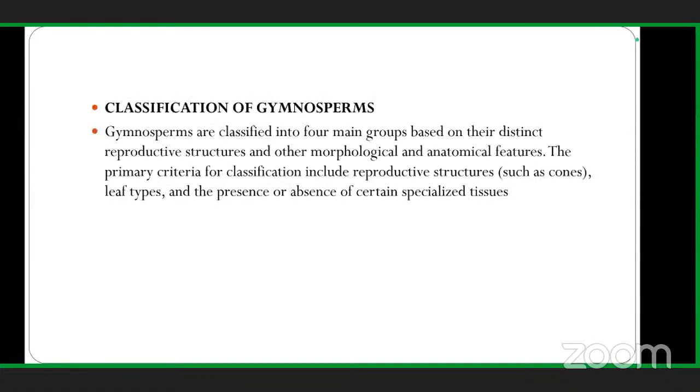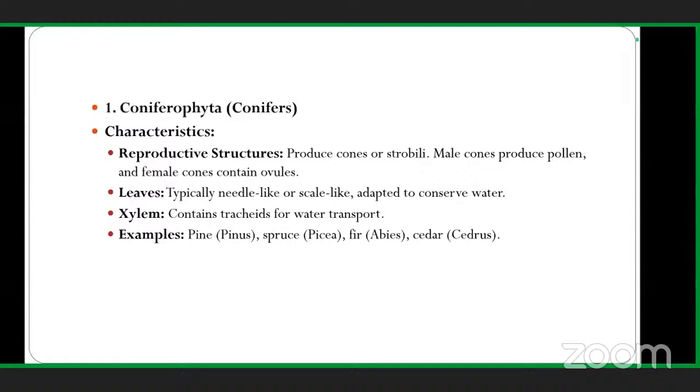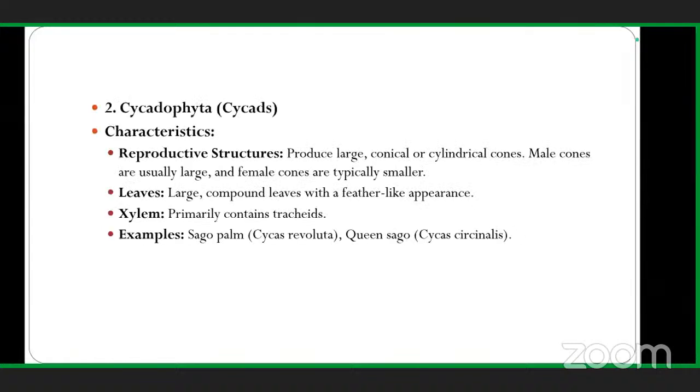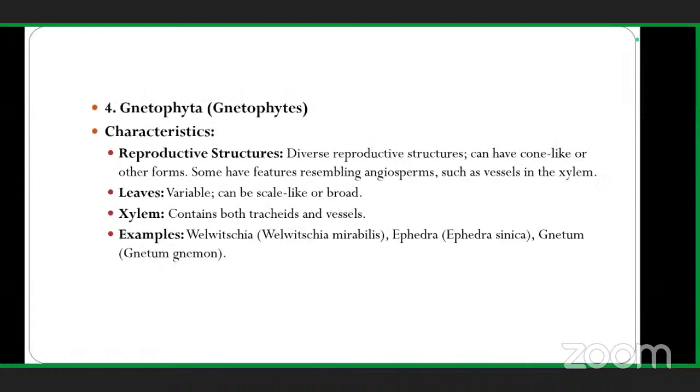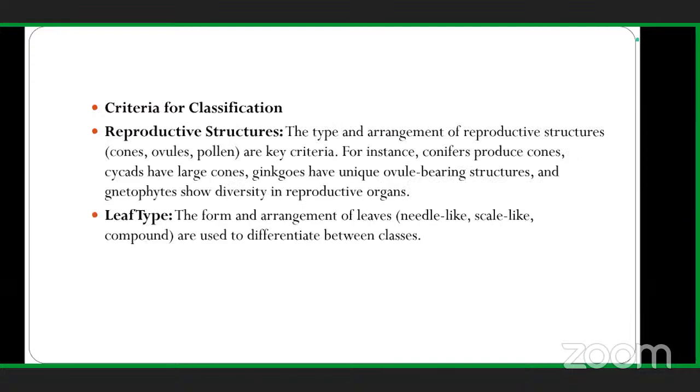So classification: there are mainly four groups we have studied. One is Coniferophyta. Next is Cycadophyta, cycads. Next is Ginkgophyta, ginkgos. And the last one is Gnetophyta, gnetophytes. So these are the four groups that we studied yesterday. The classification criteria is the reproductive structure, like how the pollen and ovules are arranged. This is the key criteria. Conifers produce cones, cycads have large cones, ginkgos have unique ovule-bearing structures, and Gnetophyta shows diversity in reproductive organs. So each group has some distinct reproductive structures.